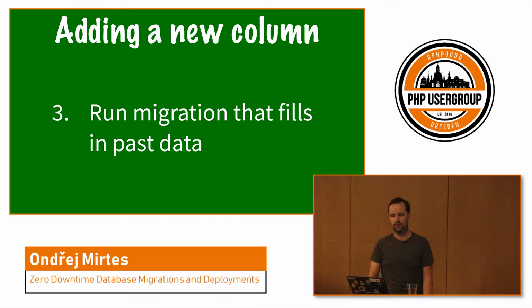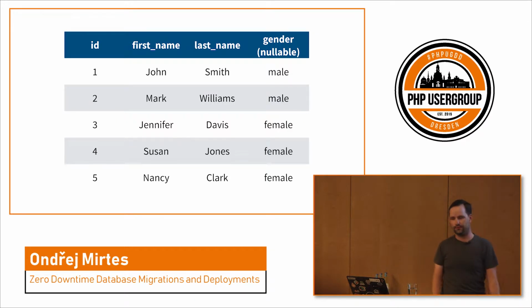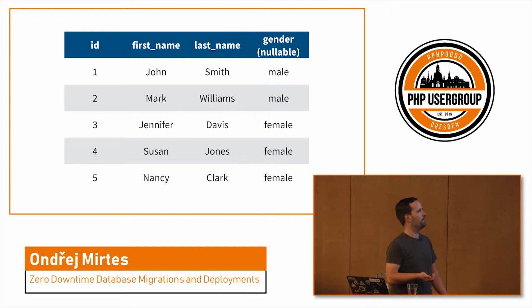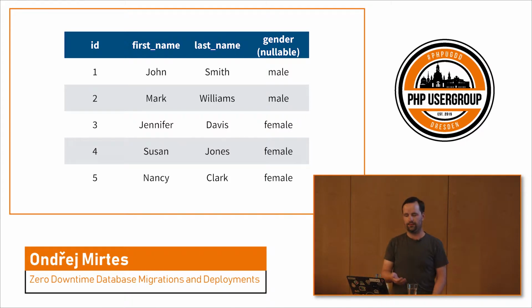Next, we can run a migration that fills in past data. This step applies in case you plan for all rows to have the value, for the value to be required. And this migration can be either an SQL query or it can be a PHP script. And we go from this to having all the values filled out. We could have probably guessed the gender based on the first name, and in case it's ambiguous, we can add another value called, for example, unknown.